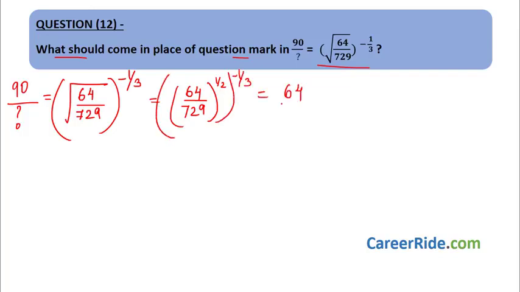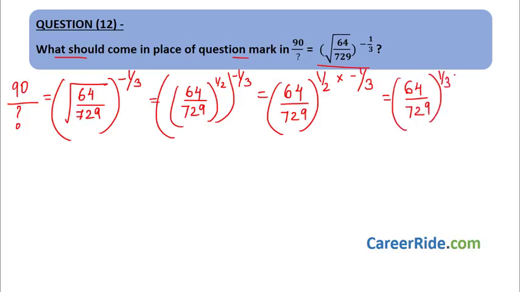This is nothing but 64 upon 729 the whole raised to 1 by 2 multiplied by minus 1 by 3. Now we know we can exchange the positions over here. So what we will get, 729 into 1 by 3 multiplied by, we can have minus 1 by 2. Okay, so now we need to find out the cube root of 64 upon 729. That's pretty easy. Cube root of 64 is nothing but 4, and cube root of 729 is nothing but 9, because 9 cube is 729. So what we will get over here, 4 upon 9 raised to minus 1 by 2.